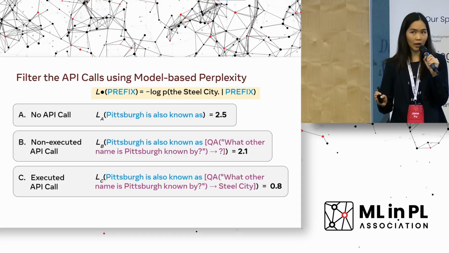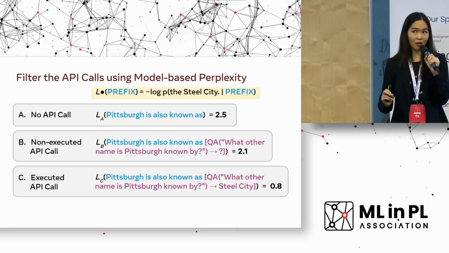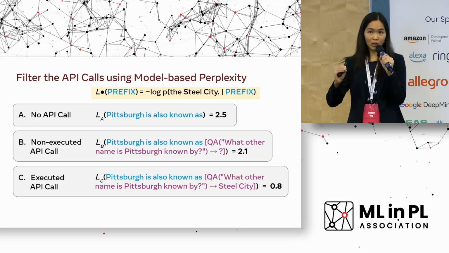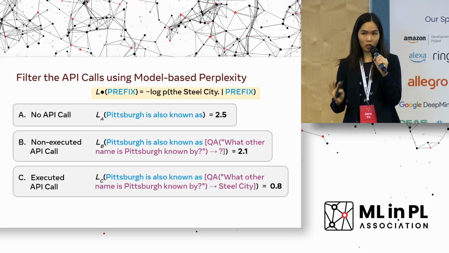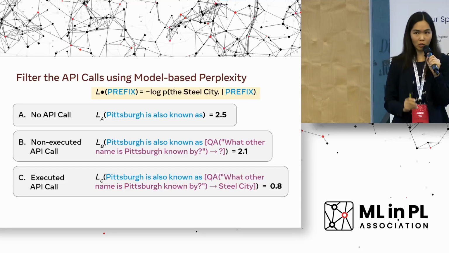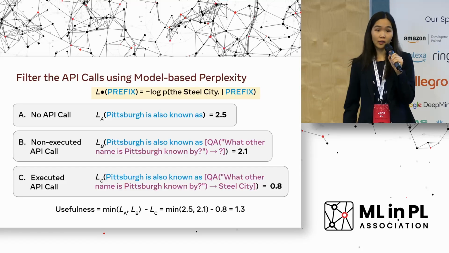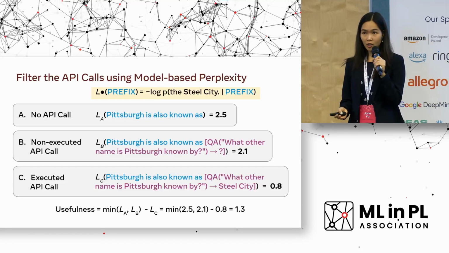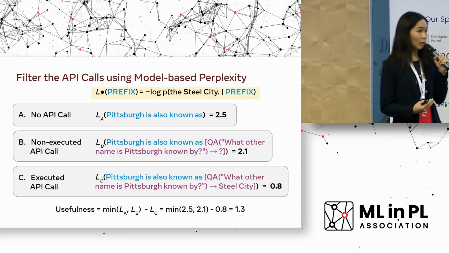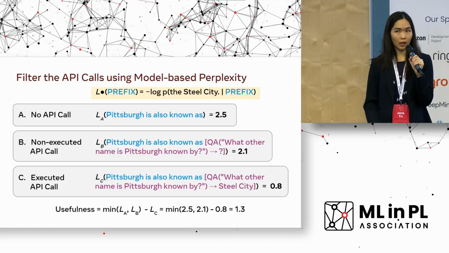So the intuition here is we want the API call to be useful, and in addition to that, we also want the answer to the API call to be really useful. So we want the difference between C and A and B to be as large as possible. We want the perplexity to reduce as much as possible. This is why we define usefulness as the minimum of the perplexity under settings A and B minus the perplexity under setting C. And in this case, we get a positive value of 1.3. So likely this would be a useful API call.